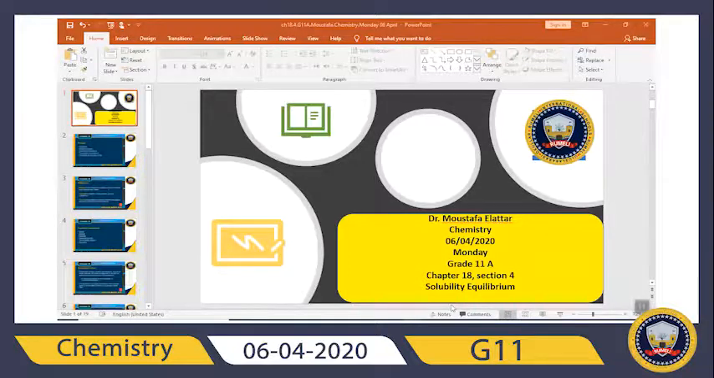Today we will start section 4, chapter 18, solubility equilibrium. Dr. Mustafa Al-Attar, chemistry teacher from the International School. Today is 6 April 2020, Monday. Now, I have to advise you to review sections 1, 2, and 3 in this chapter to understand this section.